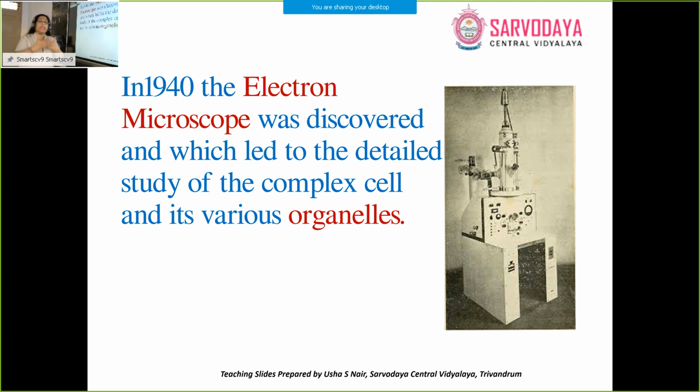Then it took years and years, maybe after 150 years, to have an improved microscope with higher magnification. And here I wanted you guys to know, I've just put an image there. In 1940, the electron microscope was discovered, which led to the detailed study of the complex cell and the various organelles.